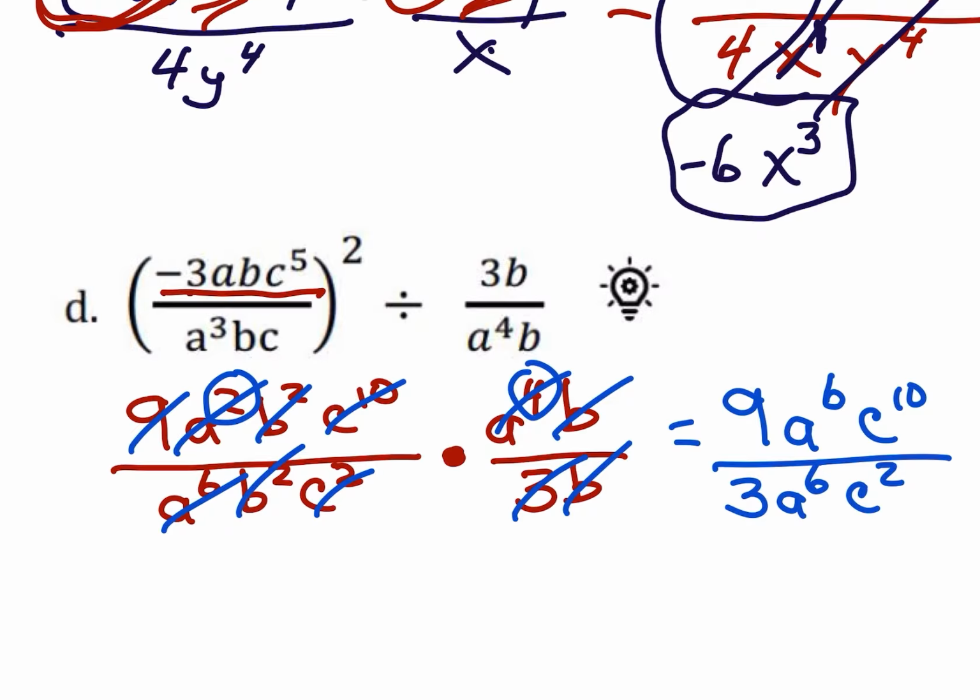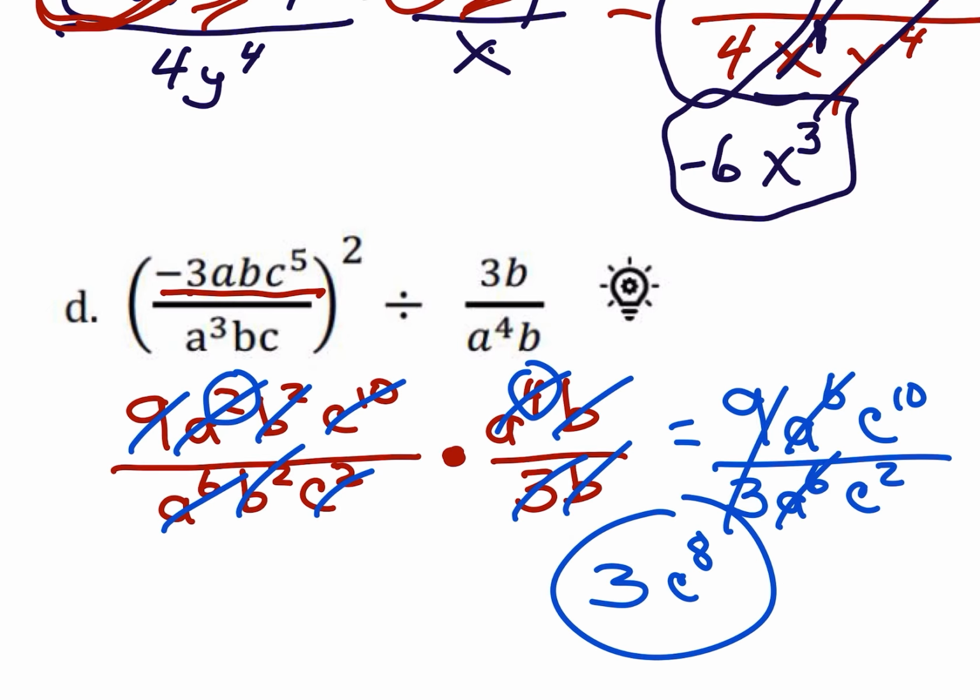Now we're going to reduce this fraction. So we're going to get 9 over 3 is 3. A to the 6th over a to the 6th cancels, so we don't even have to write it. And c to the 10th over c to the 2nd is c to the 8th. And that is our final answer.